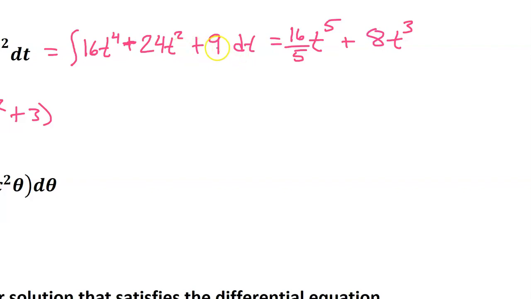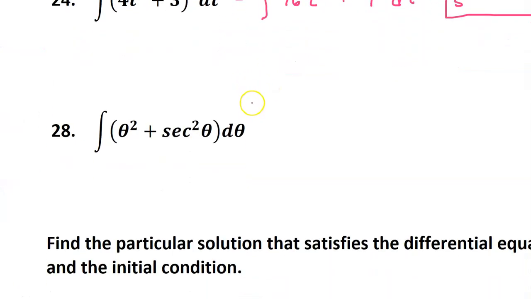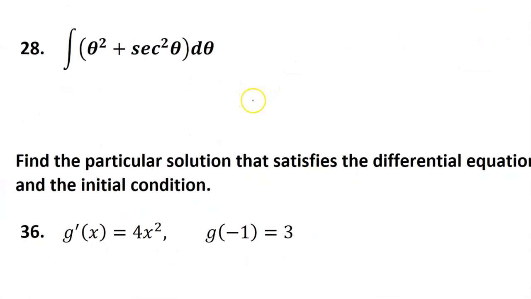And then integrating a constant is going to add the variable. So I'm going to end up with 9t. And of course, plus c for the constant of integration. So this will be the answer to number 24. Okay, how about number 28?